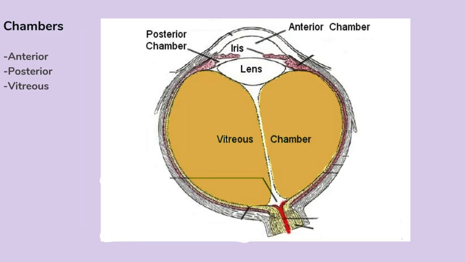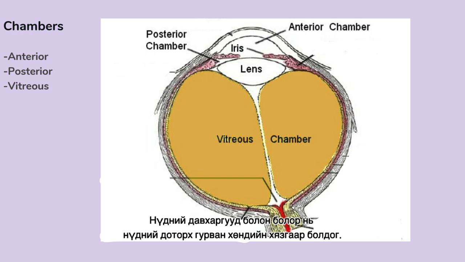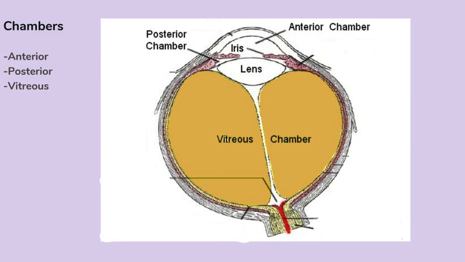The neural retina consists largely of photoreceptor cells, which are called retinal rods and cones, and interneurons. As for the chambers, the layers of the eye and the lens serve as boundaries for the 3 chambers within our eyes, and there's anterior, posterior, and vitreous.